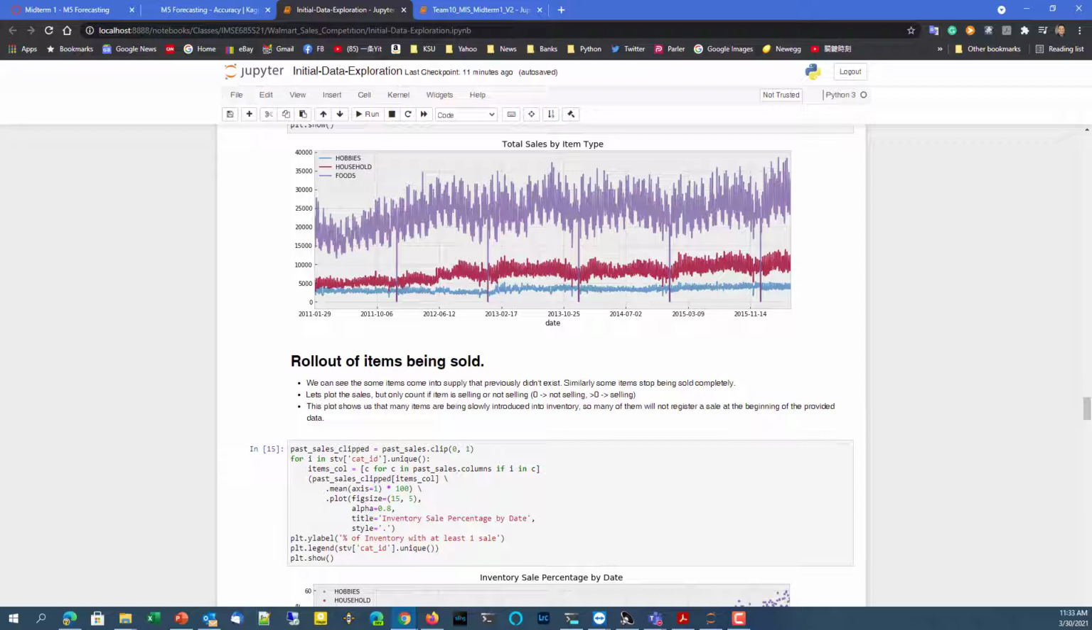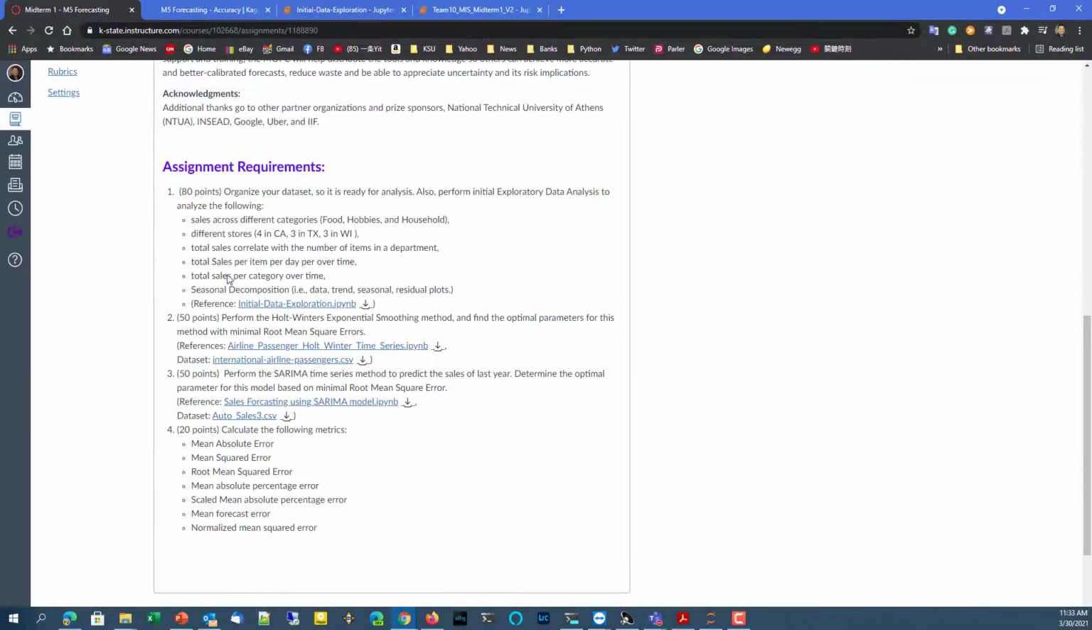Any other questions? Part two? What is part two? Sure. I think the airline passenger notebook just gives you an example of how you perform the analysis. You're still using the data.